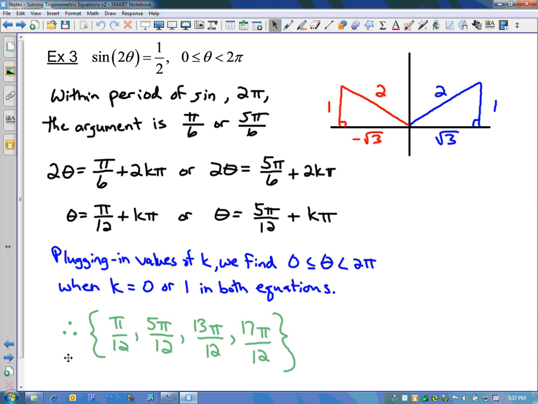So therefore our solution set were the 4 values that we got by plugging 0 and 1 into the general solution. If we try to plug in anything higher than 1, it would go outside the range to the right, and anything negative would be below the range. So this is our solution set, and when we write the solution set, we want to generally write them in order. That's the normal convention.